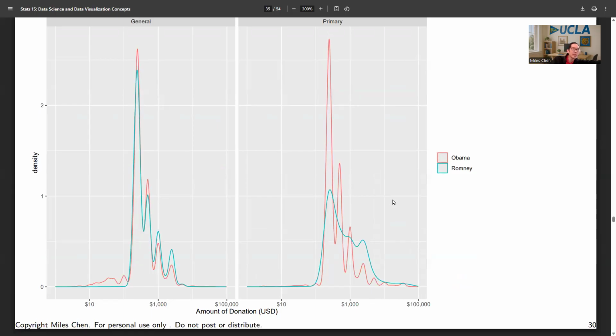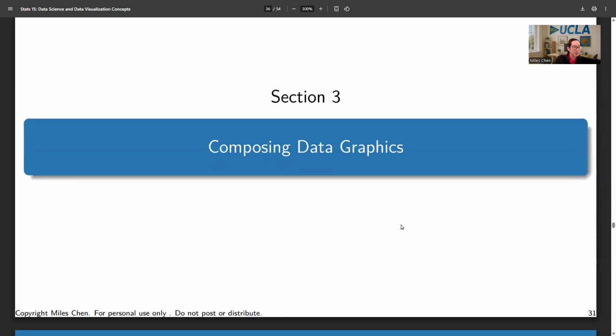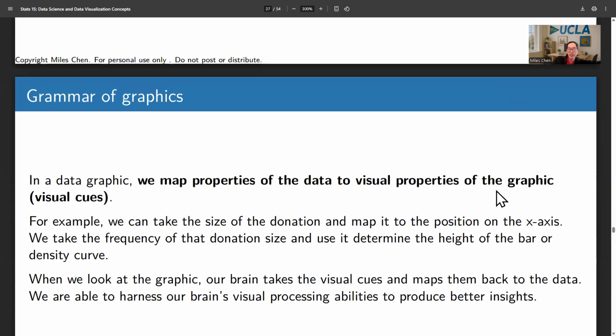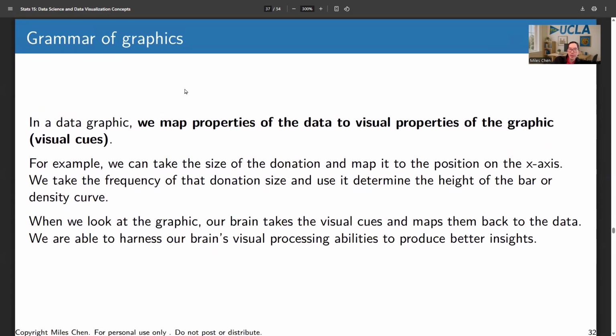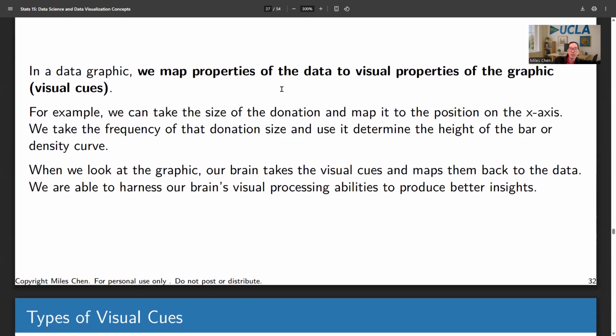And then once you find something that seems interesting or neat, you ask yourself, is this something I want to communicate to my viewers? And if it is, what is the best way to go about it? Okay. We introduced ggplot a little bit on Wednesday, and I just want to mention a few other things as far as composing data graphics. We already talked about the grammar of graphics, of how we map properties of the data to visual properties of the graphic.